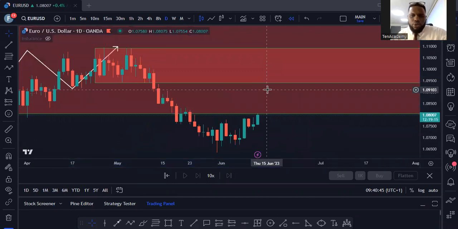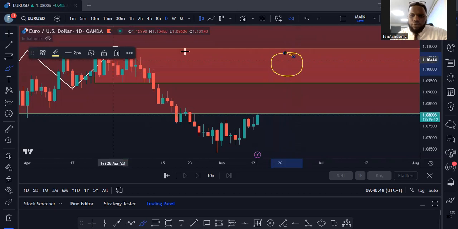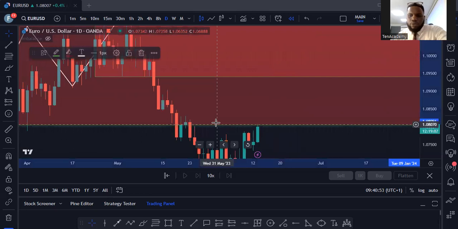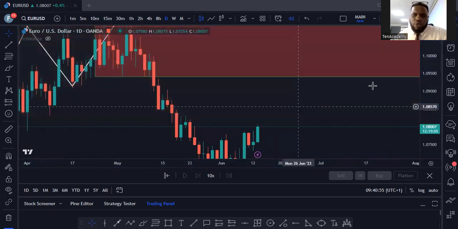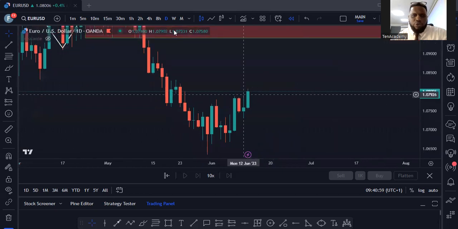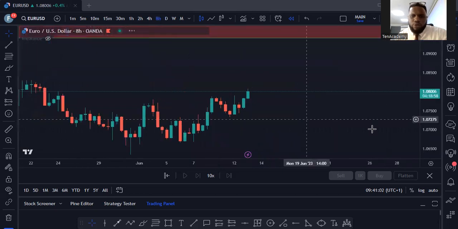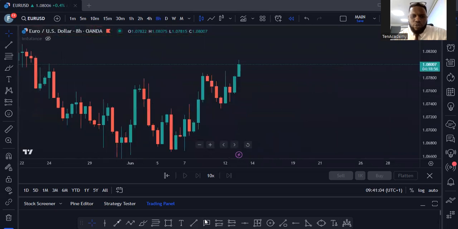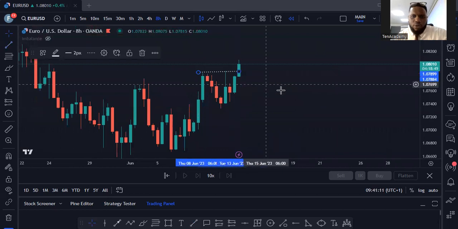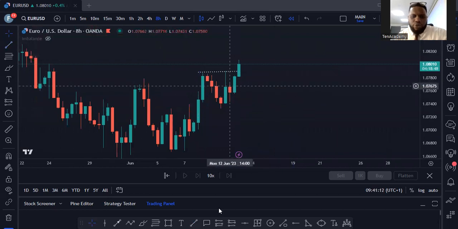So this is going to be a possible target now for price to get into. If you take a look at what is going on here, price is bullish. Let me go to 8 hours. It's clear on 8 hours. So we have a bullish break of structure here, like so. So wait for price to retrace into this demand zone.